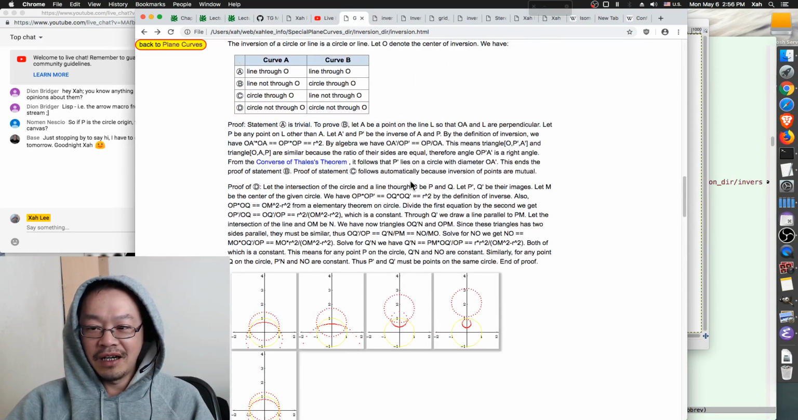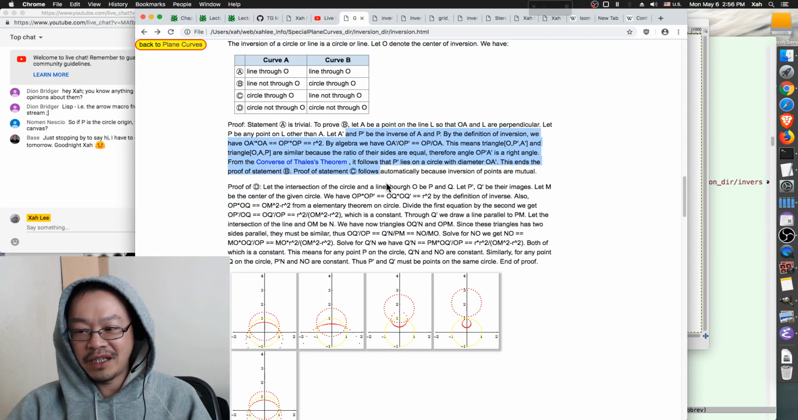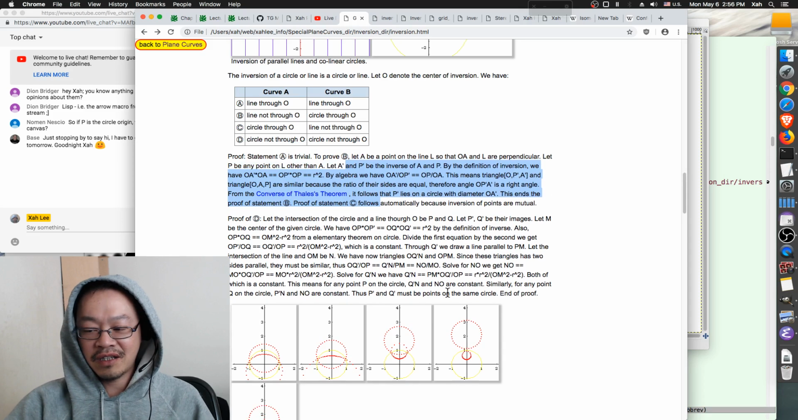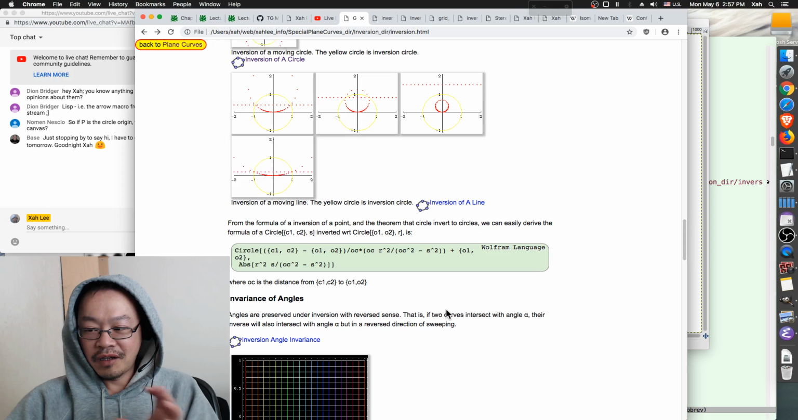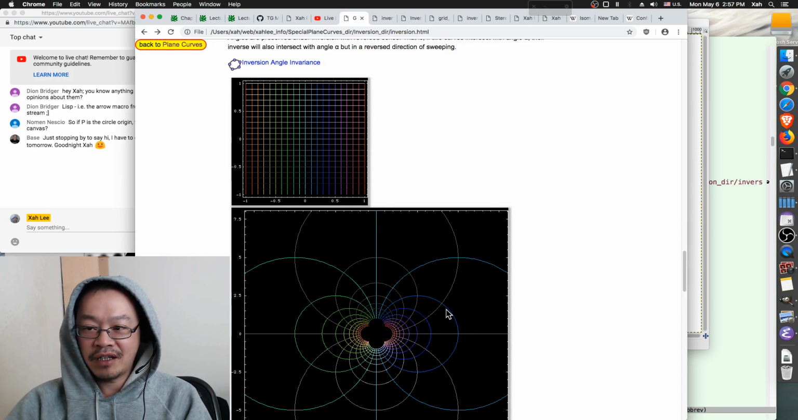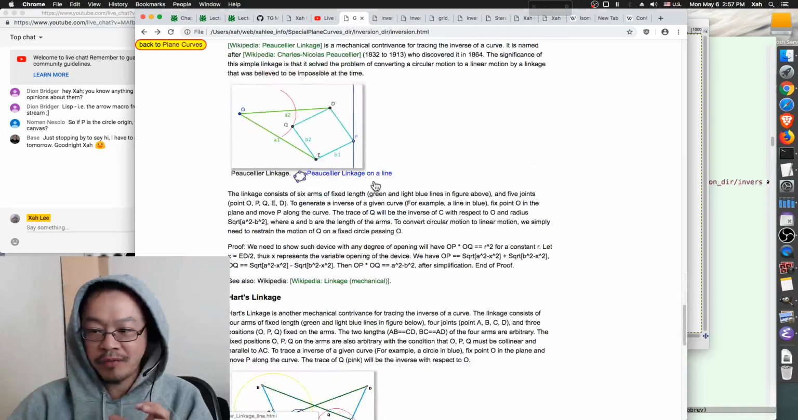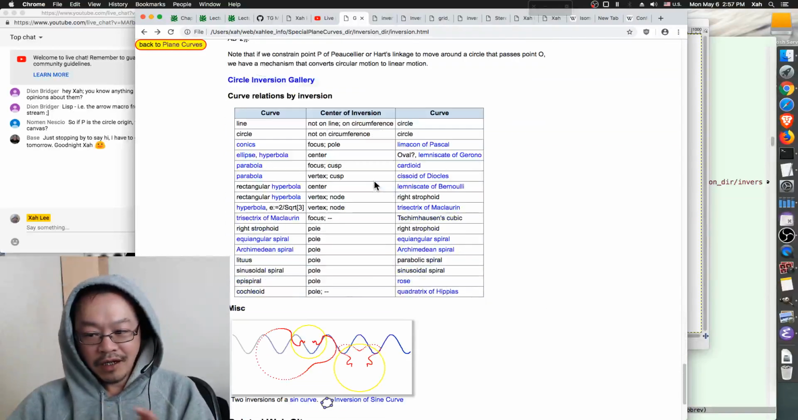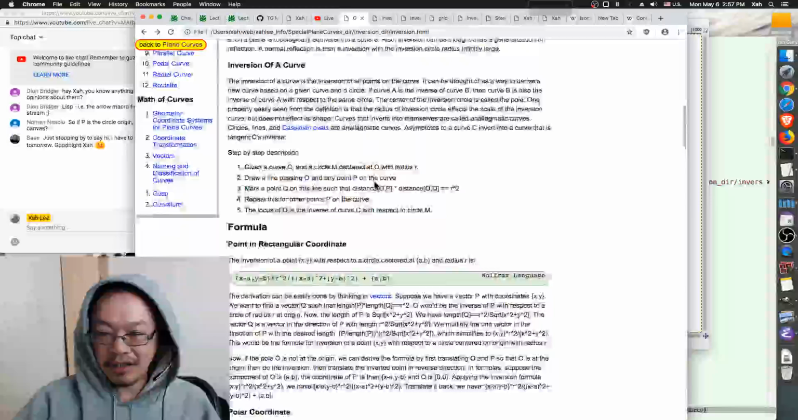Yes. So I have a proof here. You can read it offline. It's very simple, very easy to understand. Proof of how circles and lines become themselves. So that's one property, and another property is that it's angle preserving, called a conformal map. So geometric inversion is a conformal map. Okay, that's all I want to say about geometric inversion.